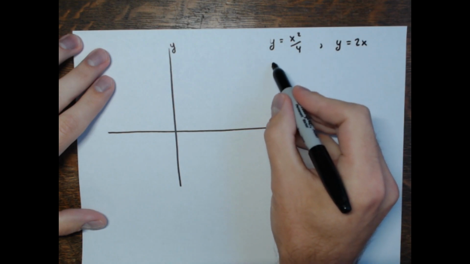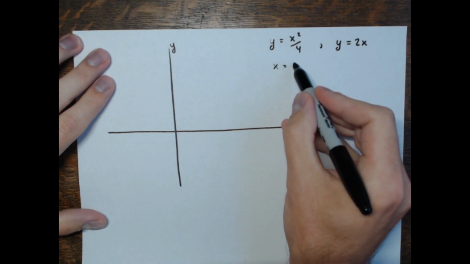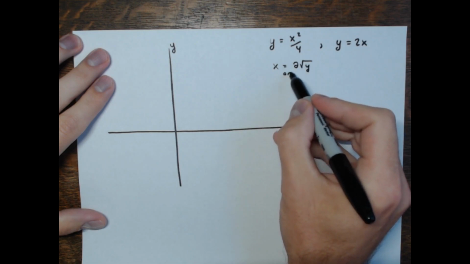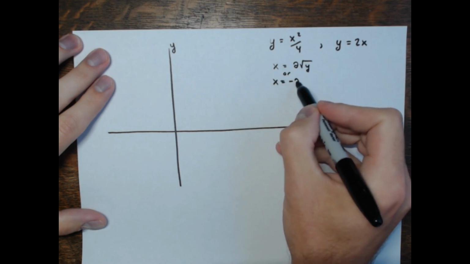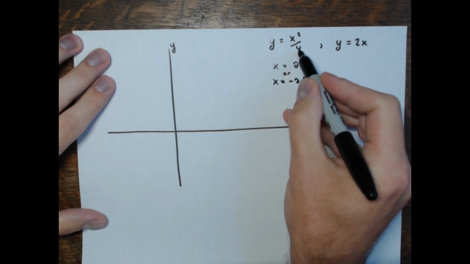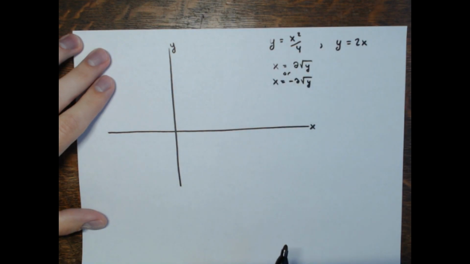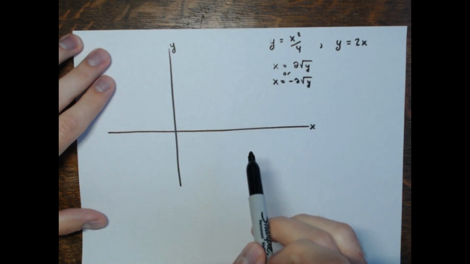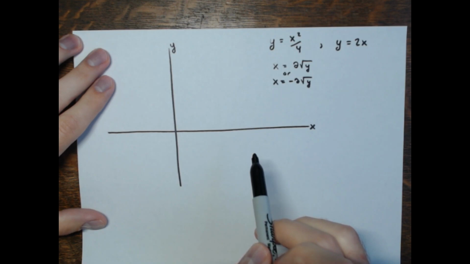Now, if I solve for x in these, x could be positive 2 root y, or negative 2 root y, right? Multiply by 4 and take plus or minus the square root. So we'll see which one actually makes sense for us to use when we go to plot points.